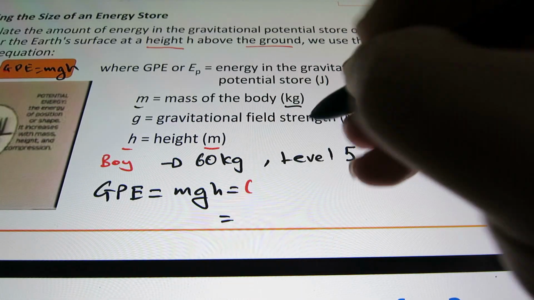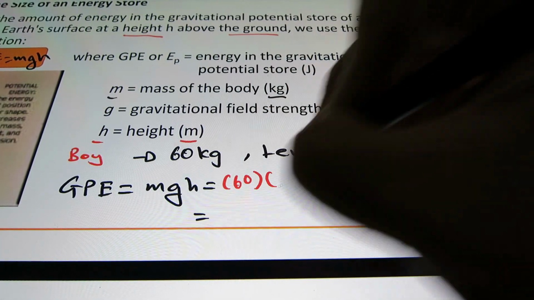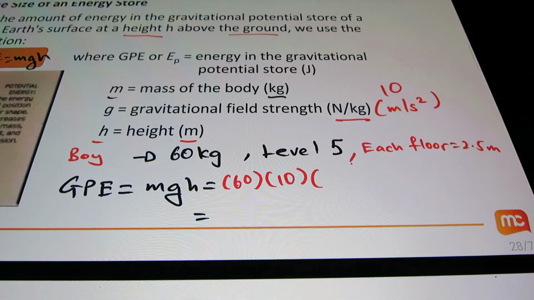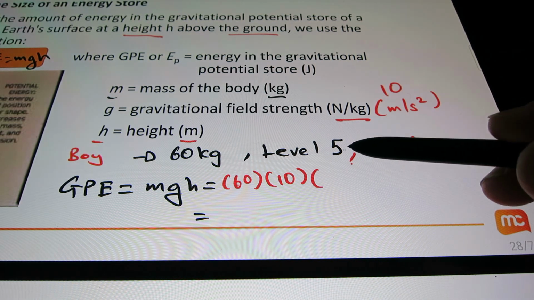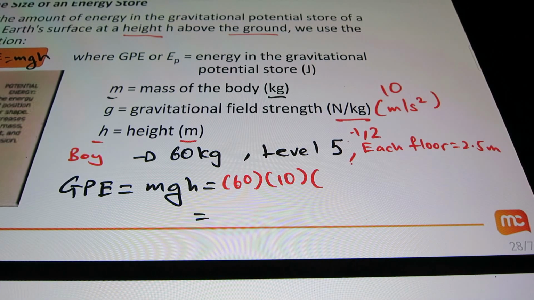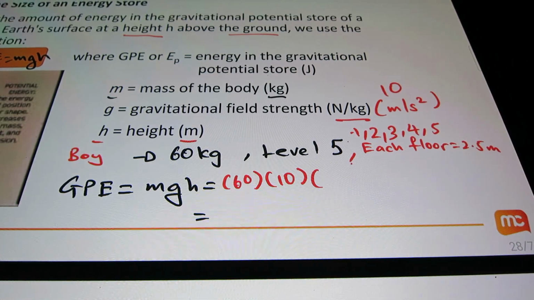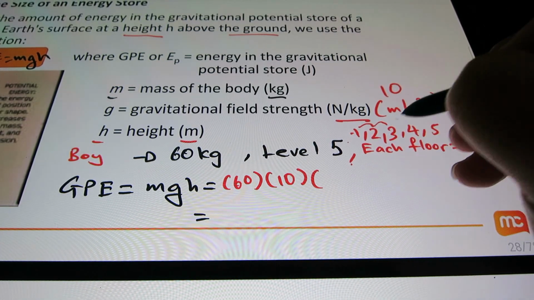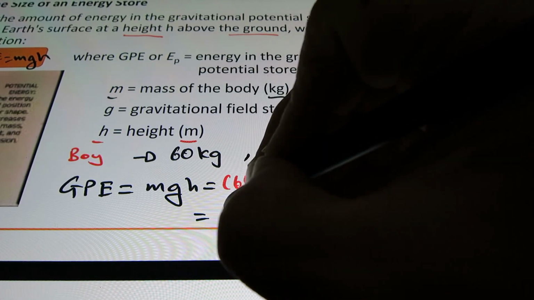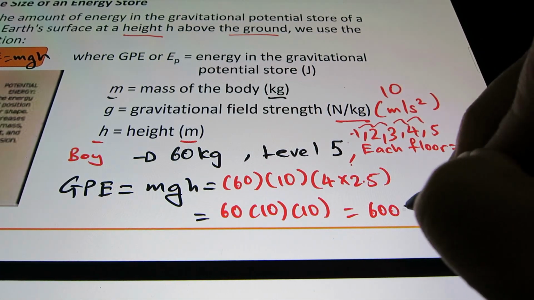Alright, so the mass of the boy, you use the formula mgh. The mass of the boy is 60 kilograms. Gravitational field strength is 10 newtons per kilogram or 10 meters per second square. Height, now this is a little bit tricky, so just take note, level 1 to level 5. Level 1 to level 2 is 2.5. 2 to 3 is another 2.5. 3 to 4 is another 2.5. And 4 to 5 is another 2.5. So all in all, you go up 4 different levels. So 4 times 2.5. Alright, so it's 60 times 10 times 10. And that will give you an answer of 6,000 joules.